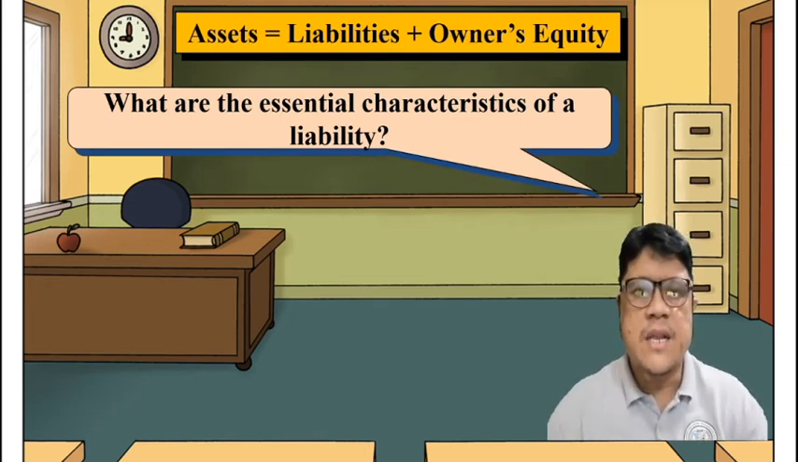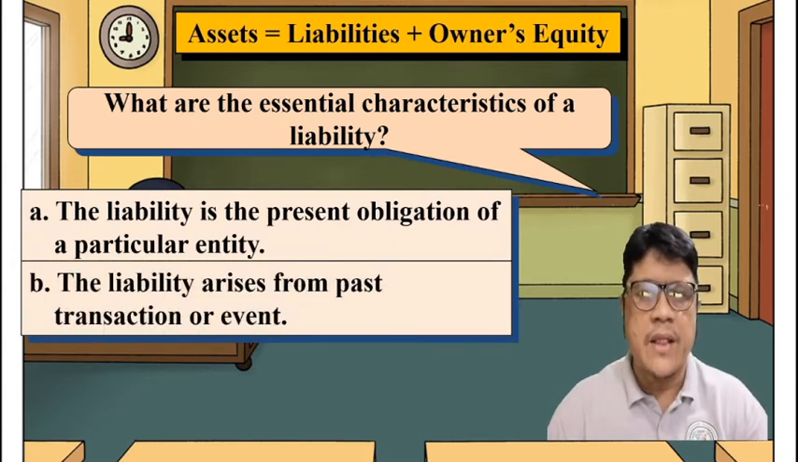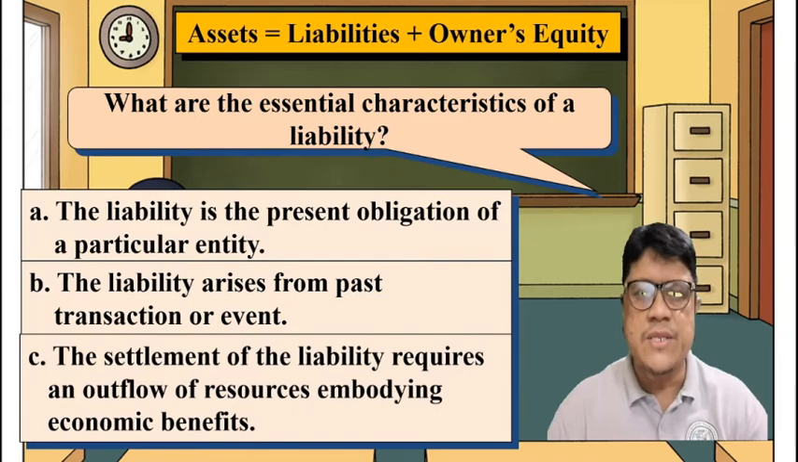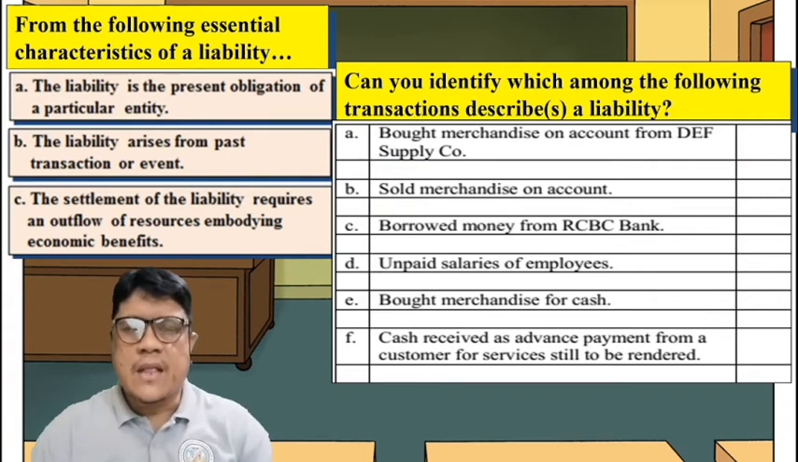What are the essential characteristics of a liability? A liability is the present obligation of a particular entity. A liability arises from past transactions or events. The settlement of the liability requires an outflow of resources embodying economic benefits. Can you identify which among the following characteristics describes a liability? Answer me by yes or no.